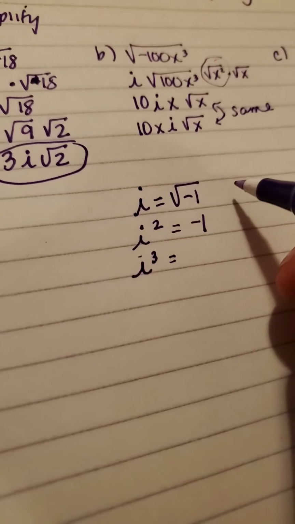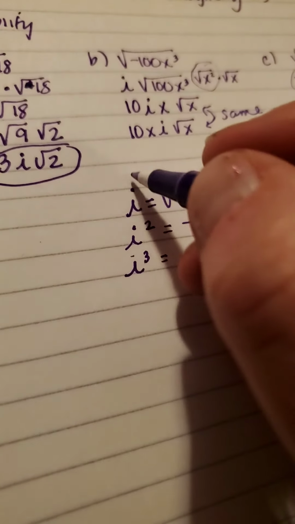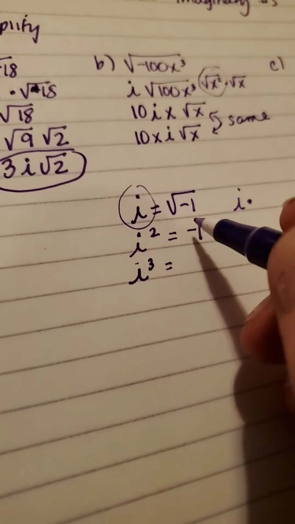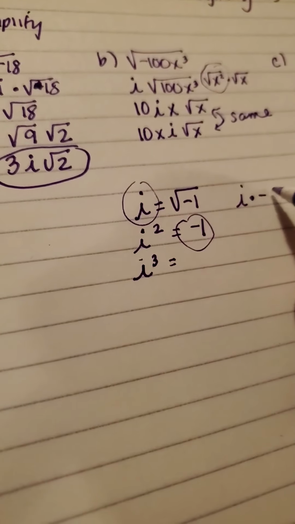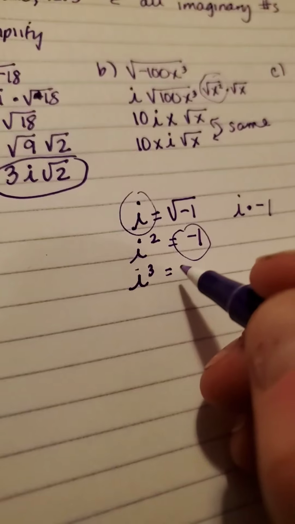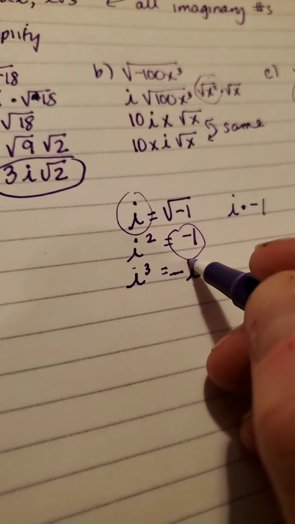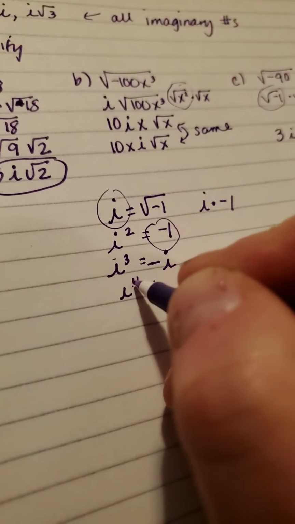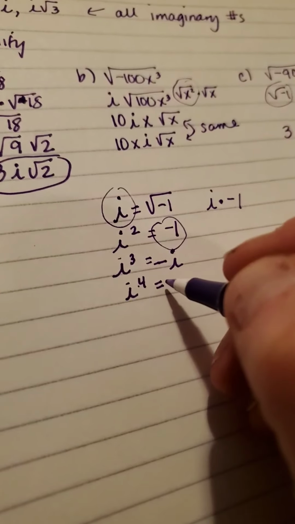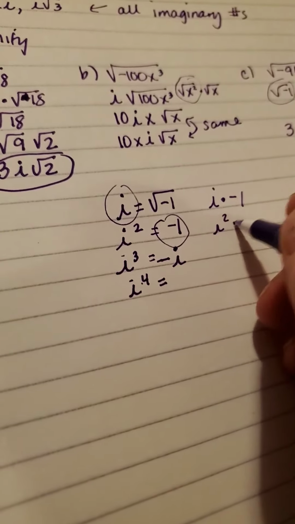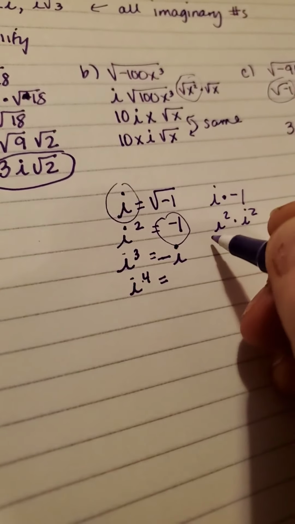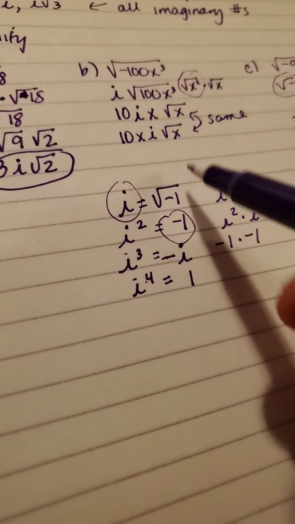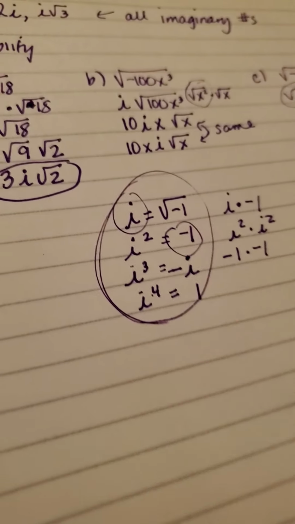Well, i to the third would be basically i times i squared. Hey, look at that. i to the third equals negative i. And let's think about what i to the fourth would be. Well, i to the fourth would be i squared times i squared, which I know is 1. Well, there you go. This is a pattern right here.